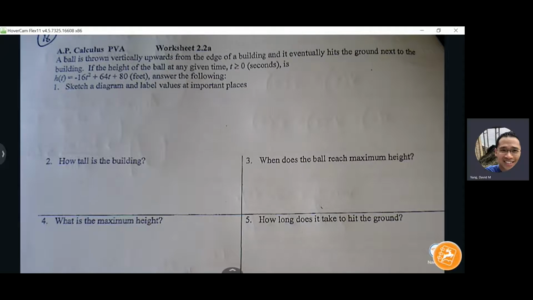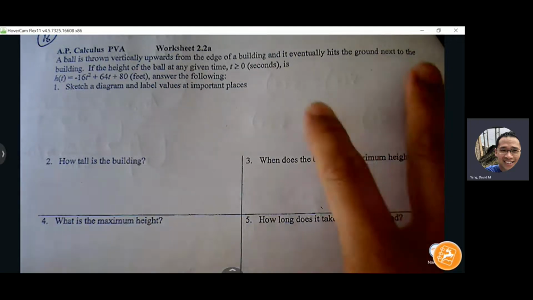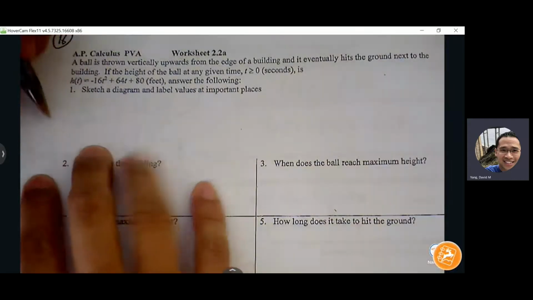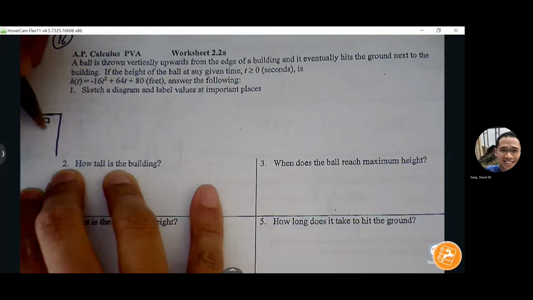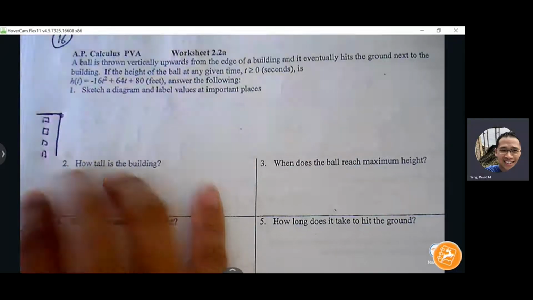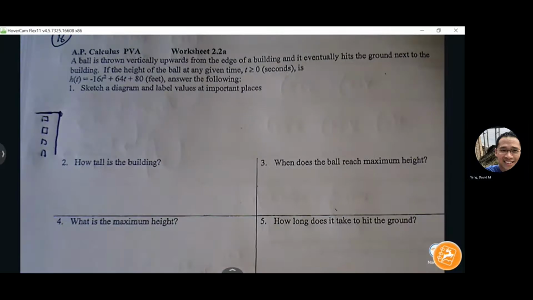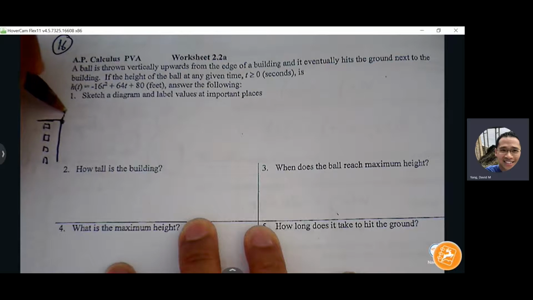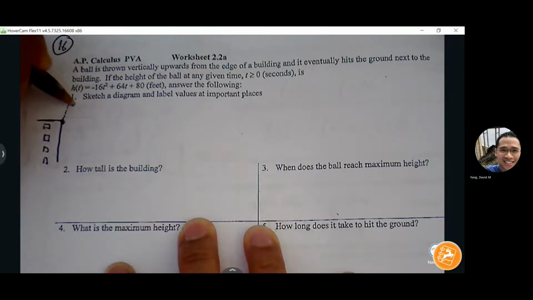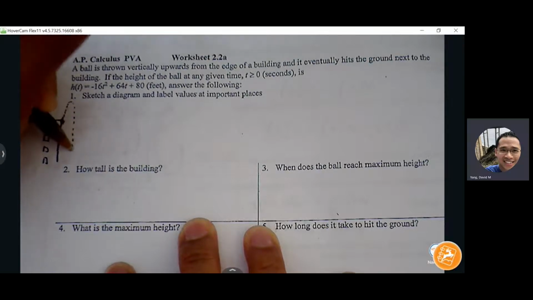Okay, so let me read this problem here. A ball is thrown vertically upward from the edge of a building, and it eventually hits the ground next to the building. Okay, so we're just going to draw a quick visual here. You have a ball that is at the edge of the top of the building, and it's being thrown vertically upward. And eventually it's going to make its way down and hit the ground.